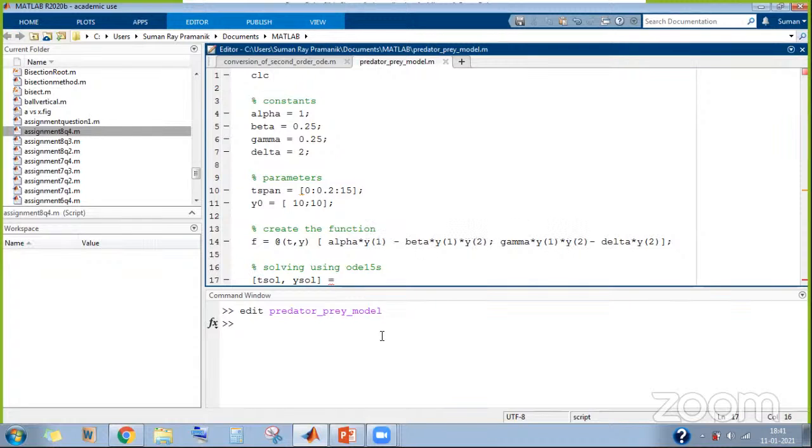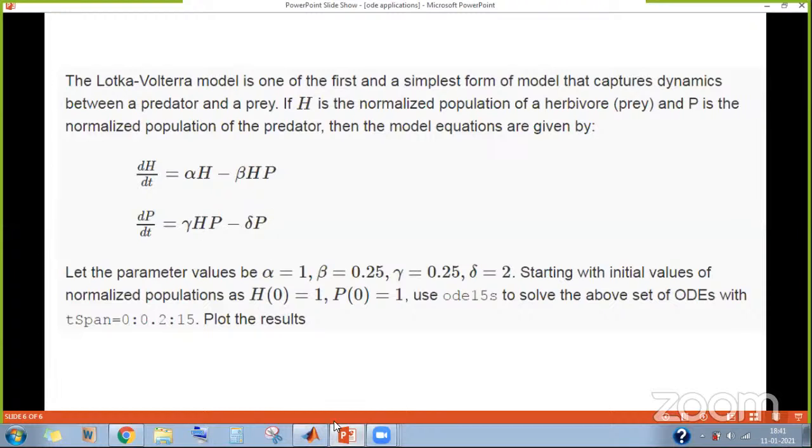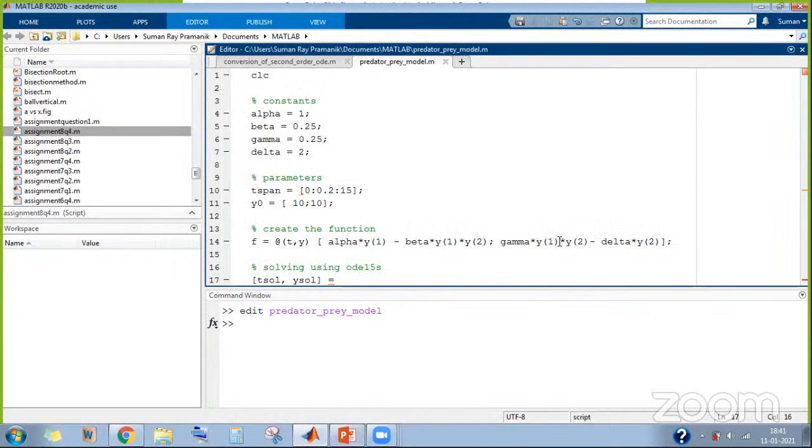And similarly, this equation also follows this expression, and the y of 1 over here is again h and y of 2 is p. So are you okay with this now? What does the @ symbol do? What is the function of this? The @ symbol indicates that these are the independent variables for the function. Are you getting my point?